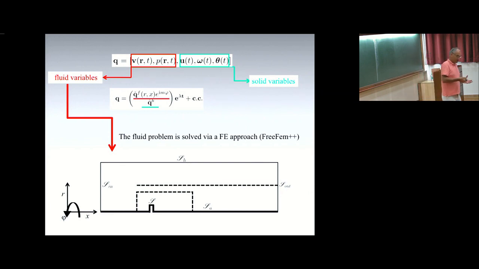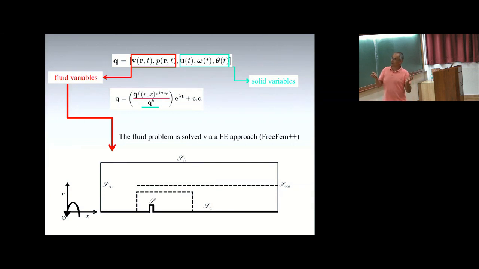We expand all these variables in the usual normal form. So lambda here is the eigenvalue. It has a real part, which is the growth rate of the disturbance, and an imaginary part, which, in case it's non-zero, is the frequency of the disturbance. And we take advantage of the fact that the disk is axisymmetric to expand all fluid variables into azimuthal wave numbers with number m here.